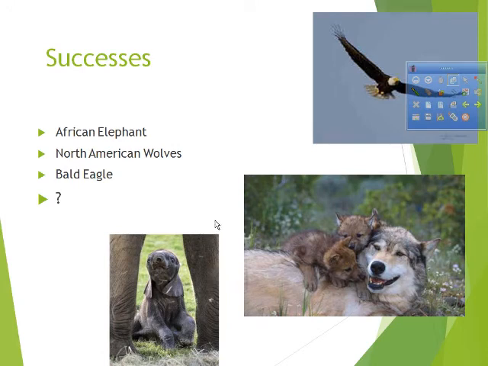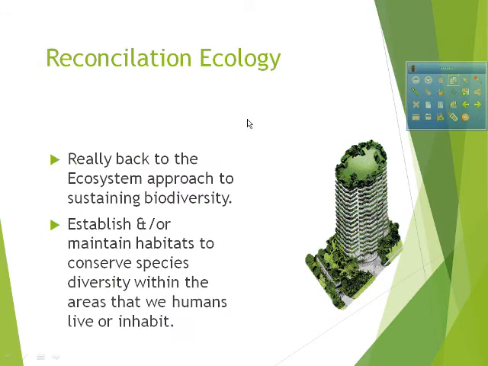Okay, there have been a few success stories. The elephant is improving. Poachers are still dangerous and it has its ups and downs, but it's better. And then North American wolves have made a huge comeback. You guys saw the video on Monday about the wolves in Yellowstone. And then the bald eagle has also made a huge comeback and is very common today.